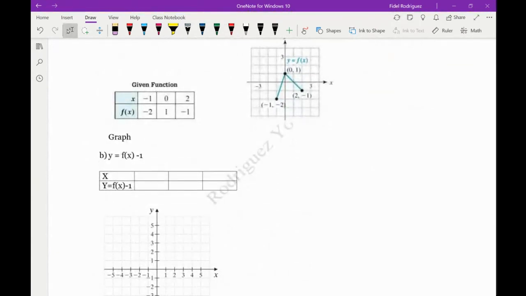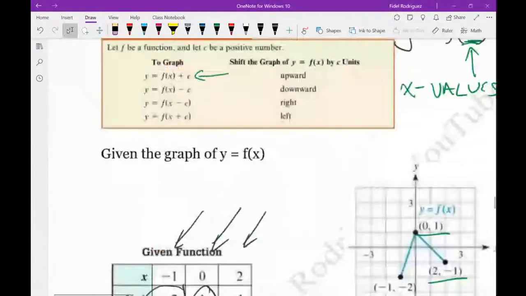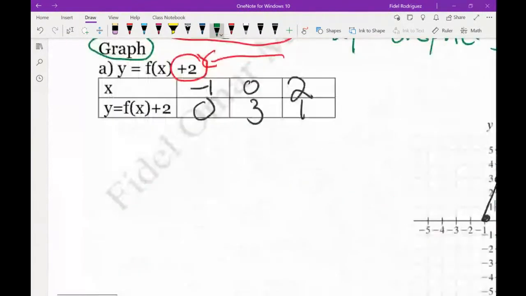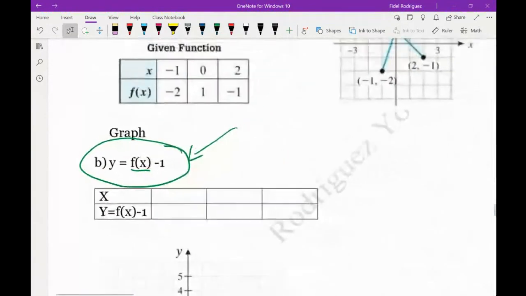So here's my next problem, same function I'm dealing with. What I want you to notice now, look what we're going to graph. We're going to graph y equals f of x minus 1. I want you to notice that that minus 1 is outside those parentheses. So when I come back and I say, okay, what happens when there's a minus 1 outside? When there's a minus 1 outside, we're going to go down. And in this case, we're going to go down 1 spot, okay?